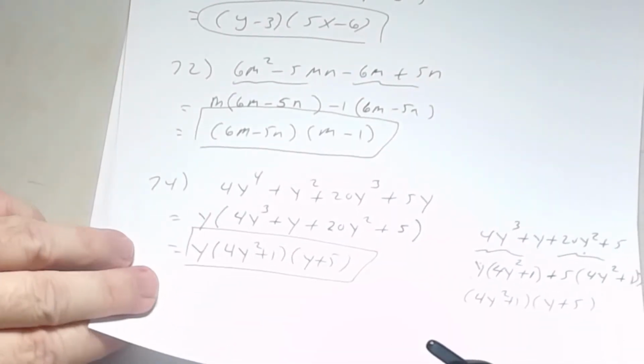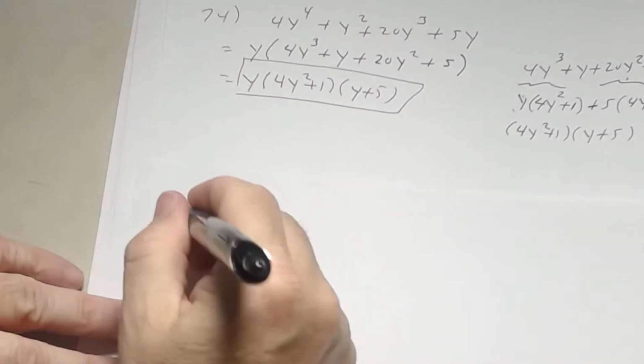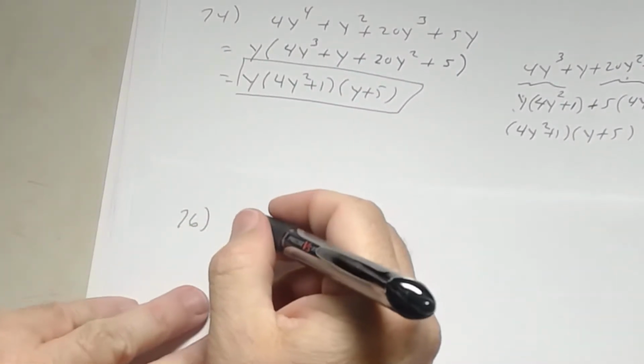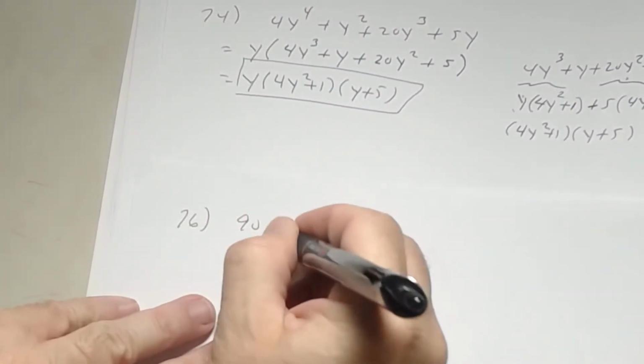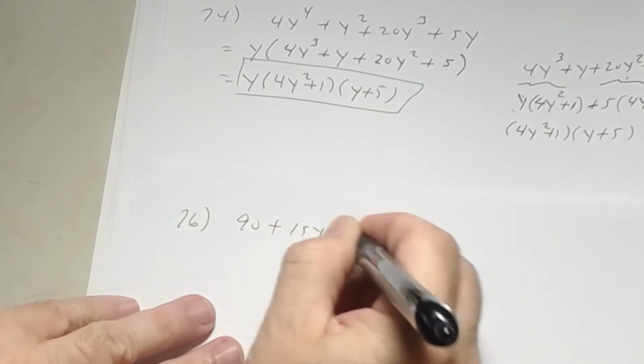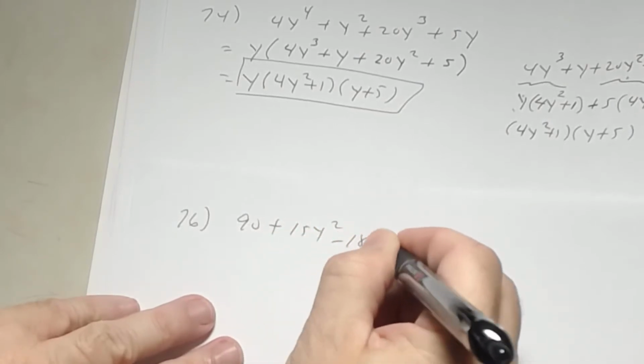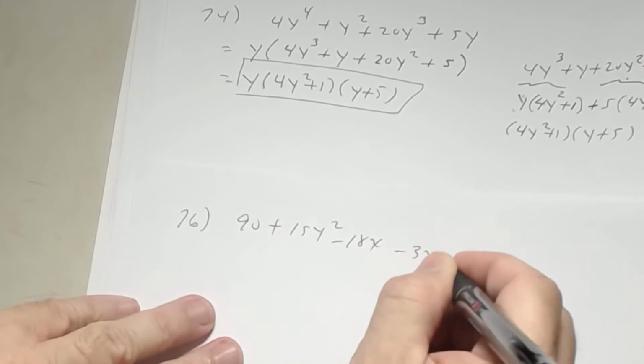All right, and then let's look at one more with this. This is going to be number 90. I'm sorry, number 76. All right, 76, you have 9x plus 15y squared minus 18x minus 3xy squared.